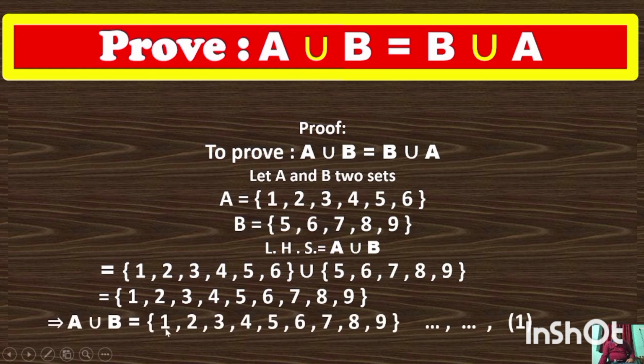Okay, what are the elements? 1, 2, 3, 4, 5, 6, 7, 8, 9. All the elements of the sets A and B can be taken to form A union B. Understand? Let's see once again.